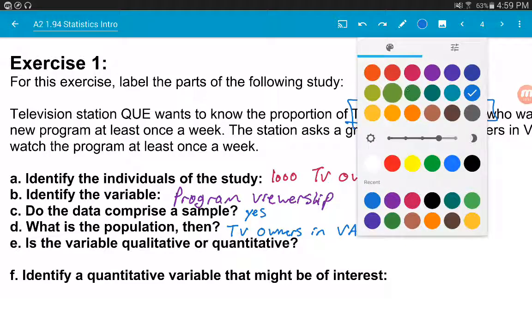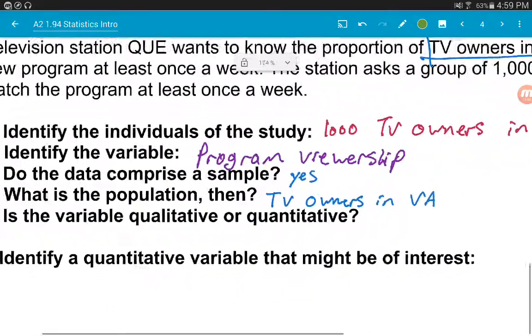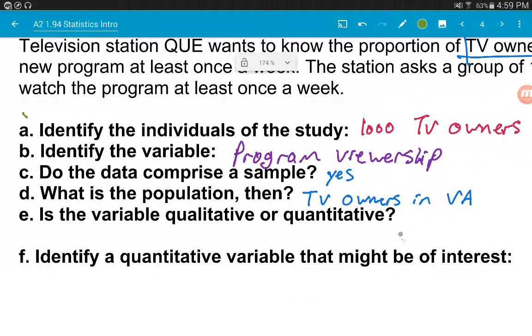So if I ask people, do you watch the program at least once a week? What are they going to say, yes or no? So is that qualitative or quantitative? Is that a number? It is qualitative, because their answers are just going to be yes or no. Those are not numbers.